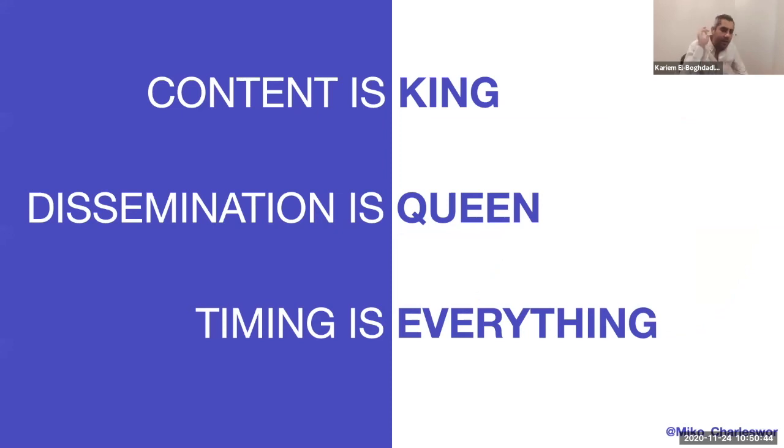The content is king. The work that you do as a researcher is what really, really matters. But so does the dissemination, because research is not done until it is communicated. And timing is everything. If I've done a fantastic piece of work on COVID-19 and it gets published in 2023, it's irrelevant. Even if the content is great and the dissemination is great, timing is everything.